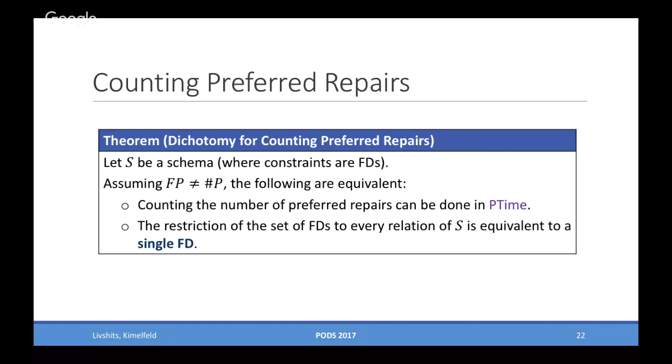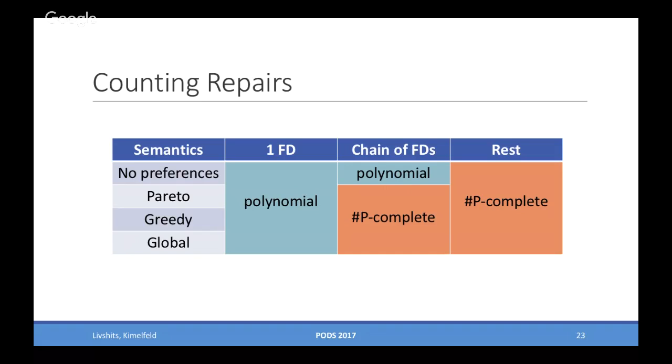And it turns out that this simple algorithm covers all of the tractable cases for optimal repairs. Okay, so this is the full picture that we have. Single functional dependency, always polynomial. A chain of functional dependencies, polynomial for subset repairs, and #P-complete for optimal repairs, and any other case, #P-complete for both subset repairs and optimal repairs. So you can see that counting the number of repairs is actually a hard problem in most cases.